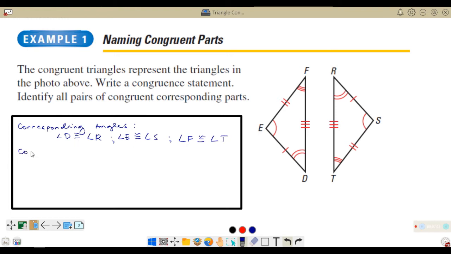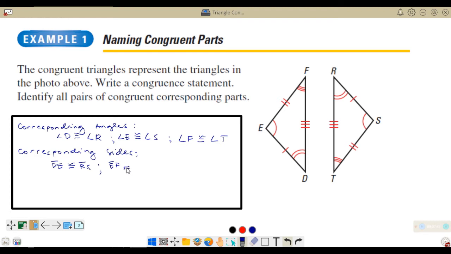Now, let's proceed with the corresponding sides. What are the corresponding sides? So, depende ulit sa markings. We have segment DE. May isa siyang notch. We have RS. Next, we have EF.